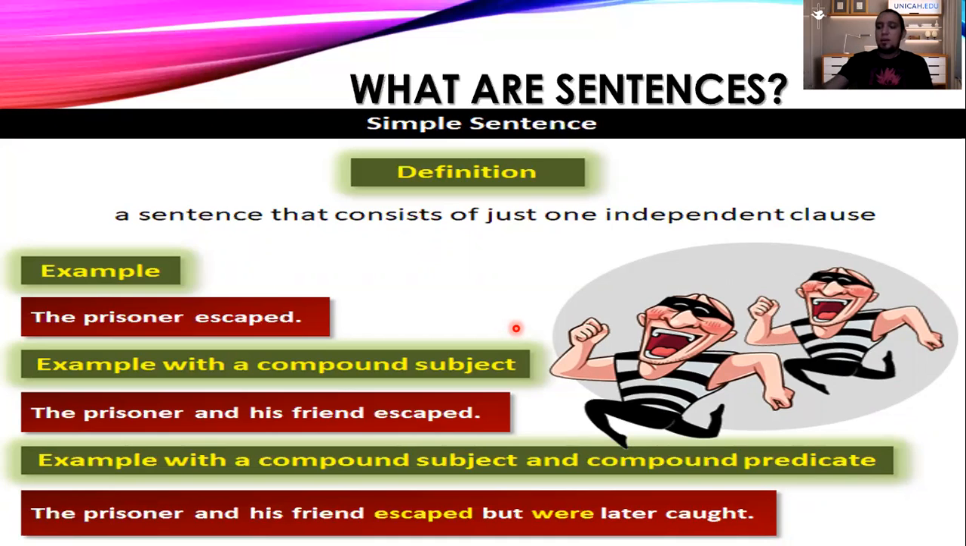And here we have some examples. With a simple sentence: the prisoner escaped. Or with a compound subject. Remember, a compound subject is when you have two subjects or more. For example, the prisoner and his friend escaped. Or an example of a compound subject with a compound predicate, or a compound verb. For example, the prisoner and his friend escaped but were let out. So this is just a little introduction of what this topic is about.